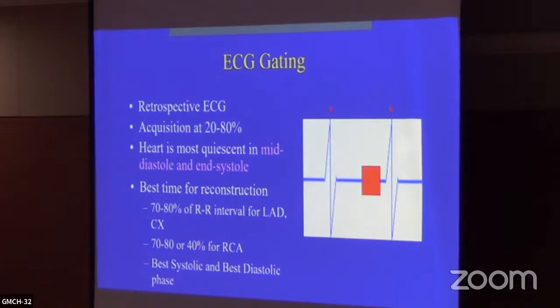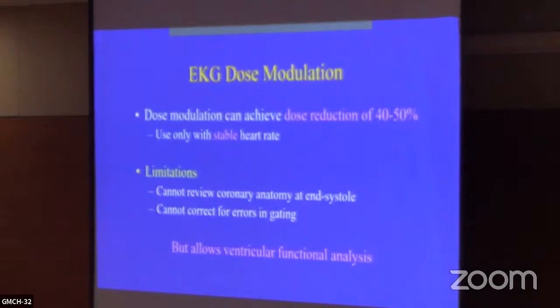It can depend on the type of multi-slice CT you have. It is usually 70 to 80% of the RR interval for LAD and circumflex, or it could be 40% for RCA sometimes. With the higher end dual source CTs, the software automatically selects the best systolic and best diastolic phase, which usually suffices.